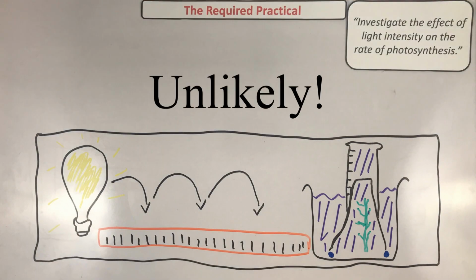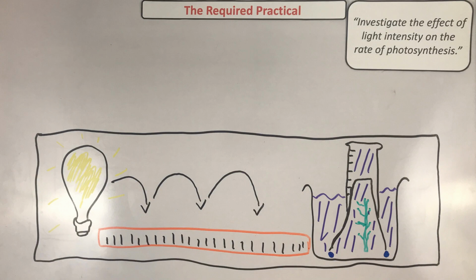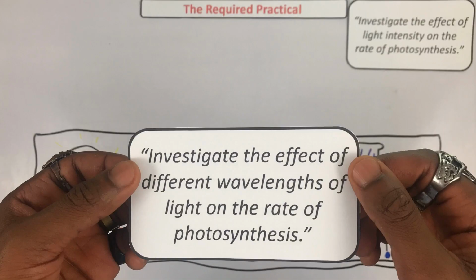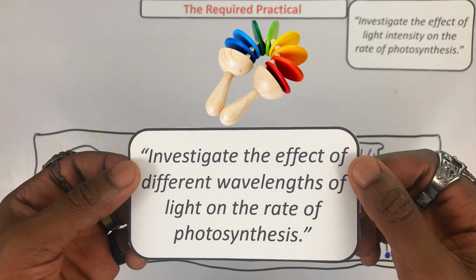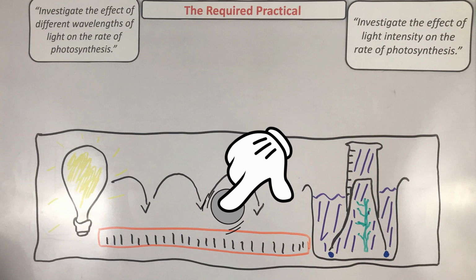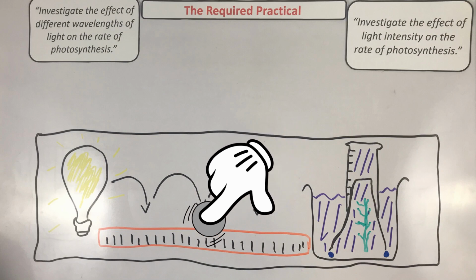You're likely to do this next one as a practical in your school, but the examiners might ask you a question like this, with a hypothesis like this. Investigate the effect of different wavelengths of light on the rate of photosynthesis. Don't get rattled by all of this. The only change you need to make here is to keep your distance the same. In the previous one, we were changing the distance because of light intensity, but that's not what we're changing here. So keep your distance the same.